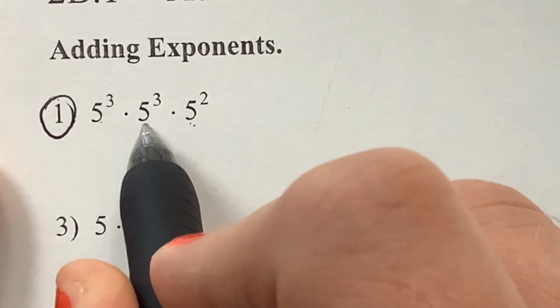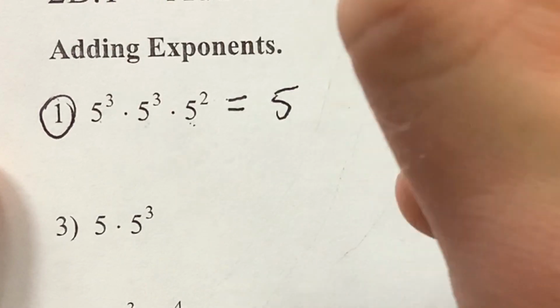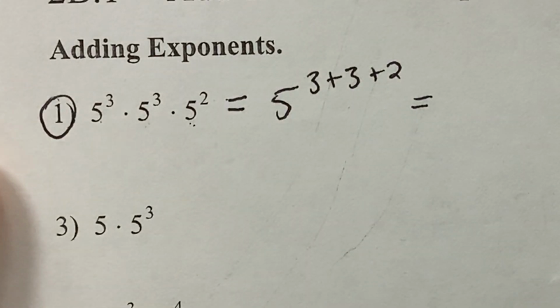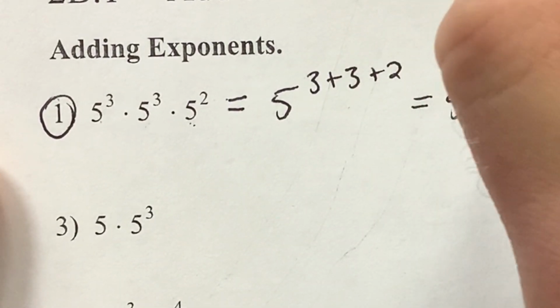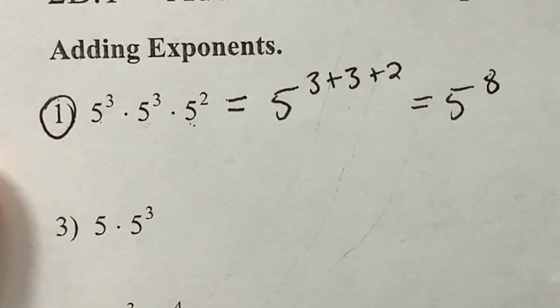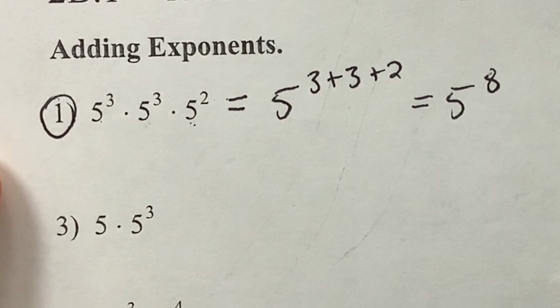So because I have like bases, what I could do here is rewrite this. I can keep the base the same, 5, and I can add my exponents: 3 plus 3 plus 2. 3 plus 3 is 6, plus 2 is 8. And this would give us 5 to the 8th. We could evaluate this further in a calculator, but for today, that's all we need. So 5 to the 8th will be my answer for now.